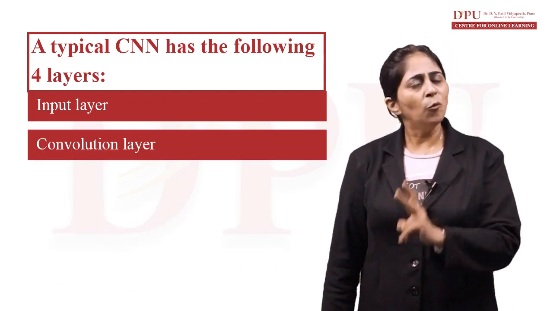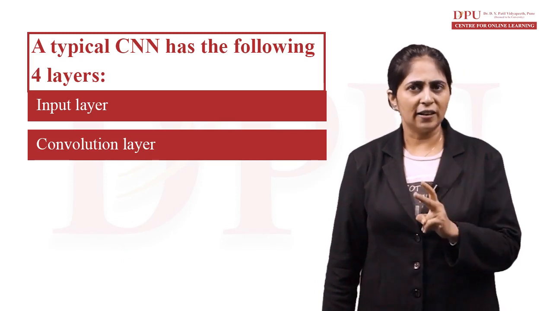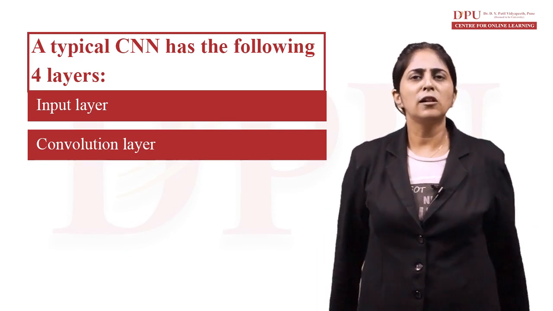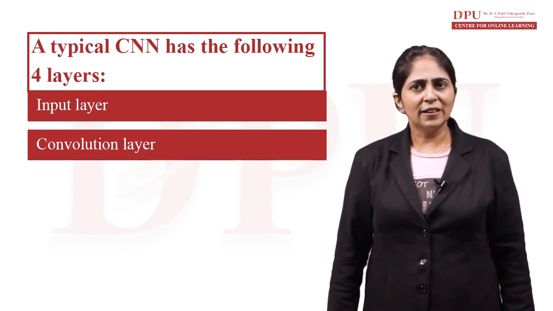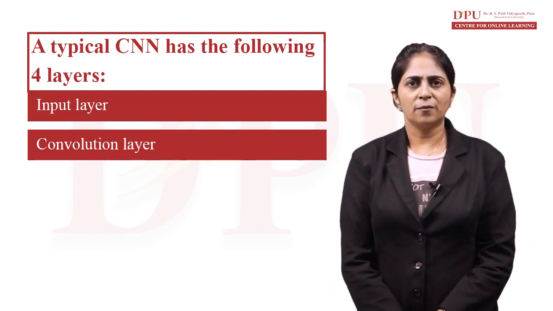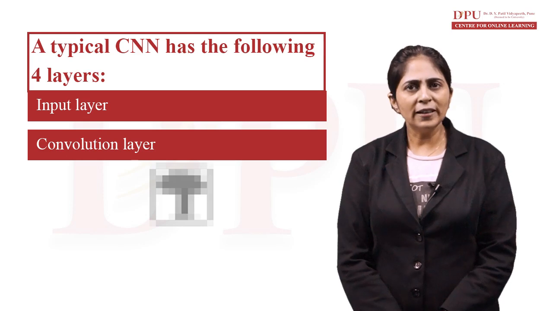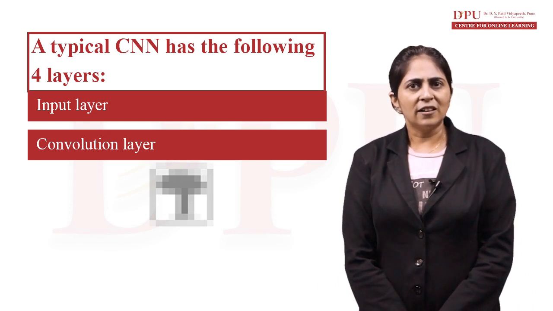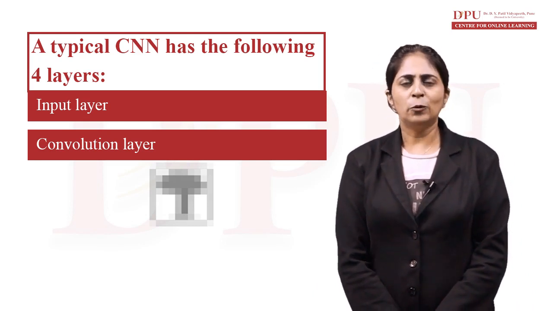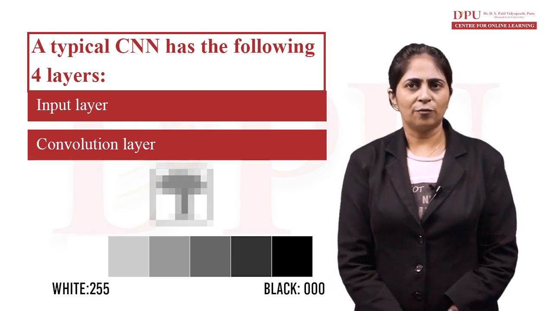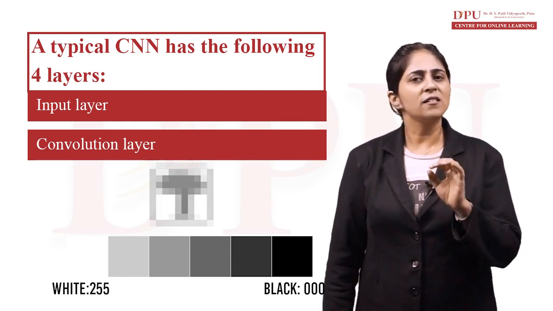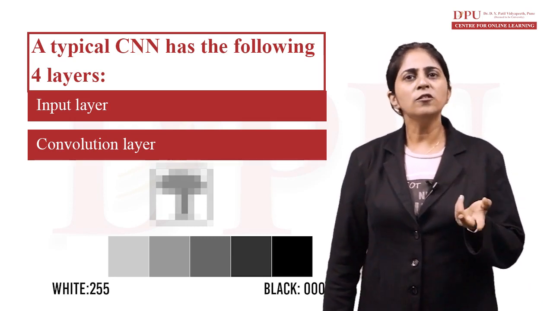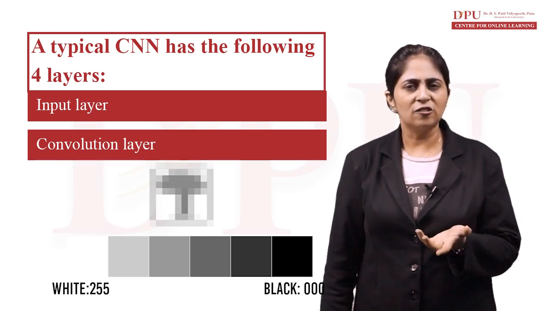Second, the most important layer, that is the convolutional layer. This convolutional layer performs most of the working of our convolutional neural network. The convolutional layer is composed of multiple filters. Suppose we have a 28 pixel by 28 pixel grayscale image. Each pixel is represented by a number between 0 to 255, where 0 usually represents the color black and 255 represents the color white, and the values in between represent different shades of gray.